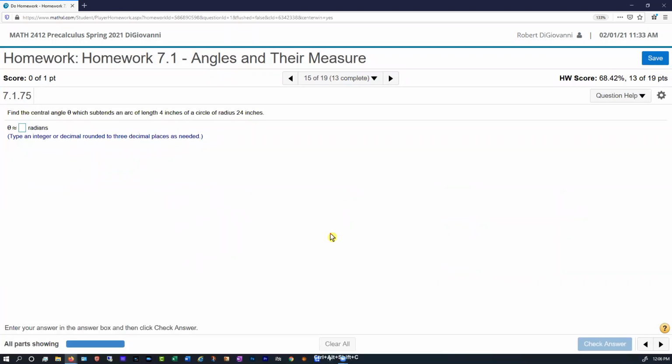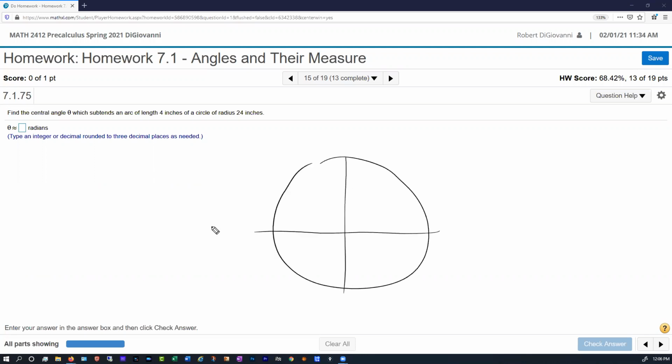Okay, now on this one, it says find the central angle theta, which subtends an arc length of 4 inches of a circle of radius 24 inches. Okay, so we have a circle, and it tells us that the radius of this circle is 24 inches. And there's an arc, so there's a little angle here, theta, and they tell us that this arc length, this distance over here, is 4 inches.